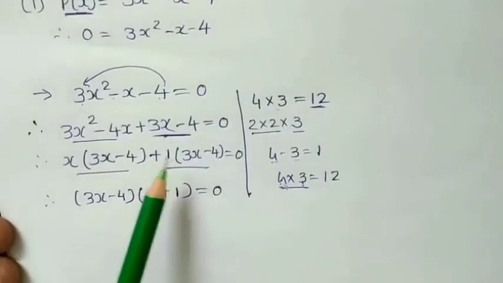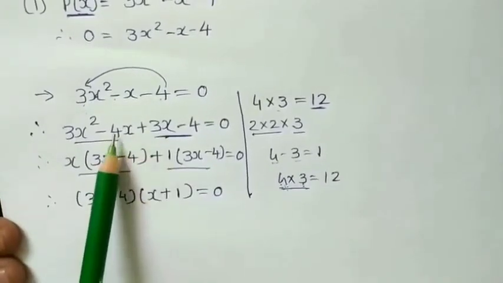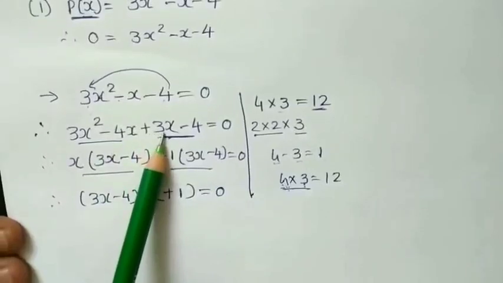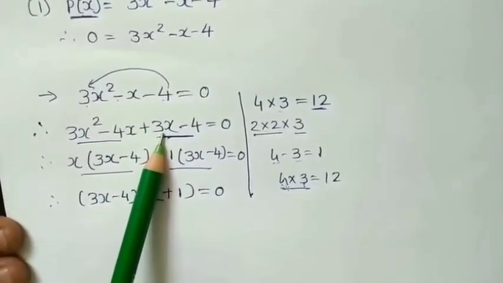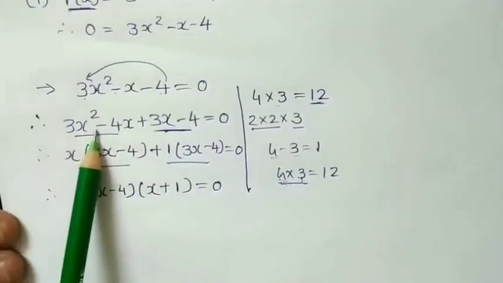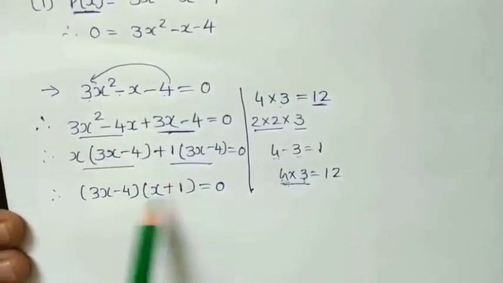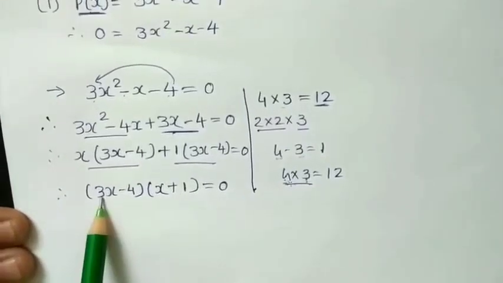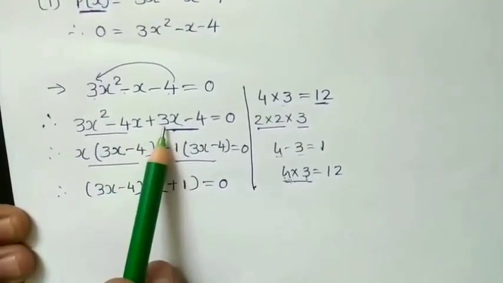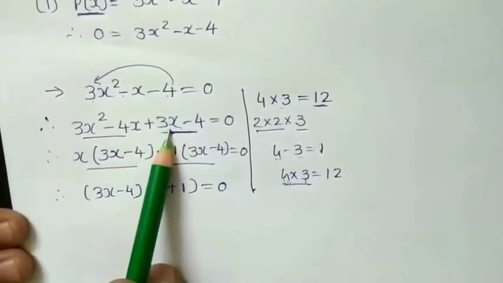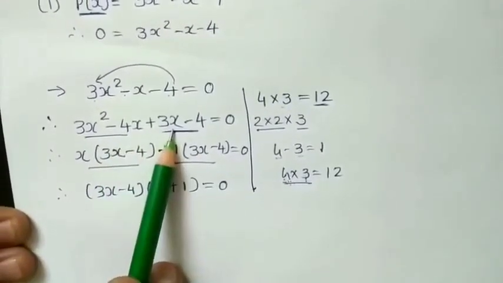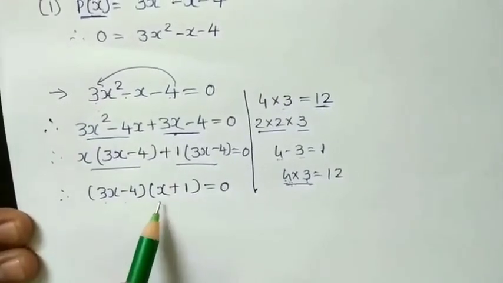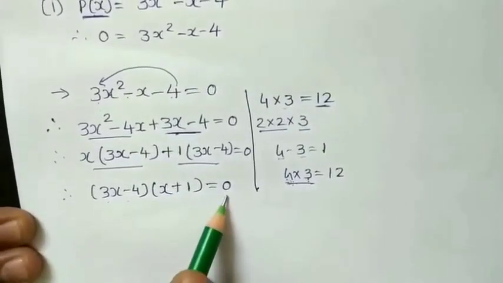The question must be in your mind: suppose I write 3x first, that means 3x and then minus 4x here. Will it make any change? No problem, you can keep it. 3x should be kept here, then the bracket that we have taken common would be the second one and this one would be the first one. So it does not make any difference, whether you keep minus 4x plus 3x or plus 3x minus 4x. Now you can see (3x minus 4) into (x plus 1) is equal to 0.